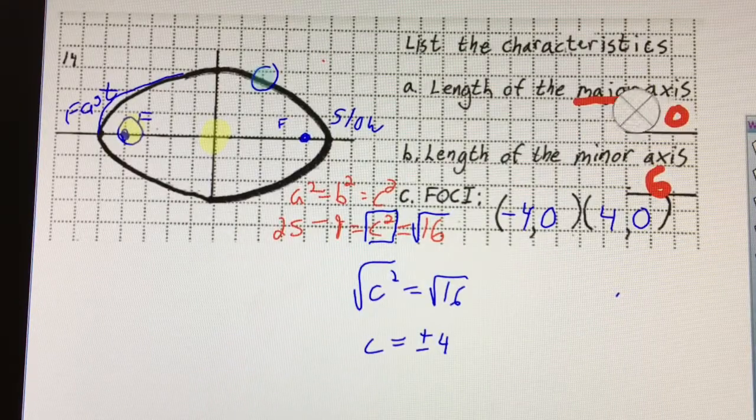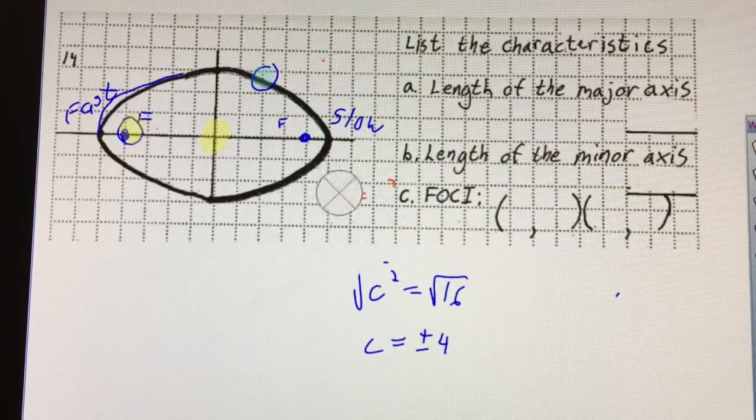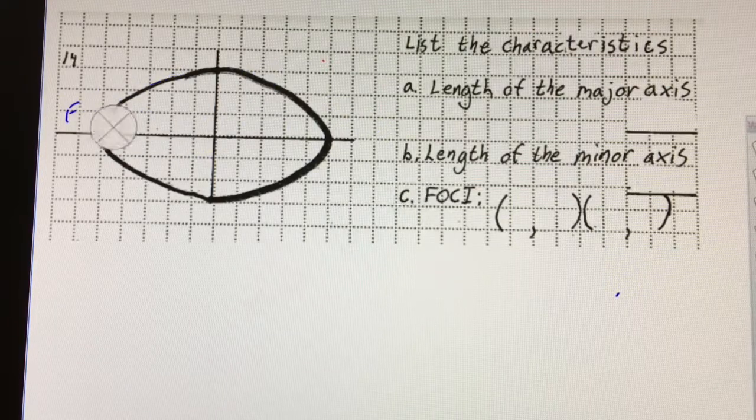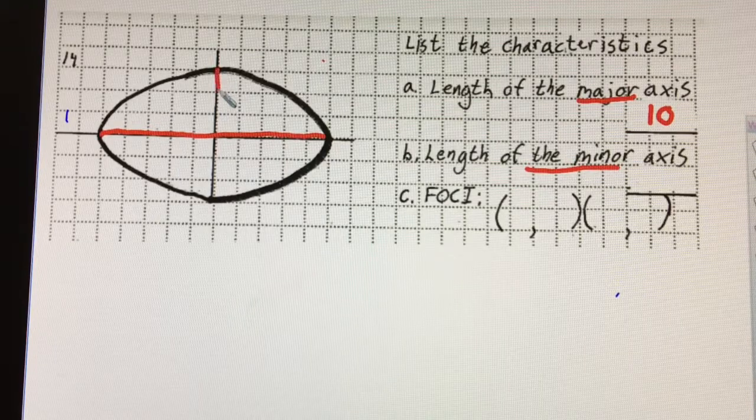Number 14, the characteristics. To find the length of the major axis, that's the long axis, all I need to do is count the length of this axis. And if you count across, it's 10 units. To find the length of the minor axis, all I need to do is count the length of this small axis. And notice it's 1, 2, 3, 4, 5, 6.